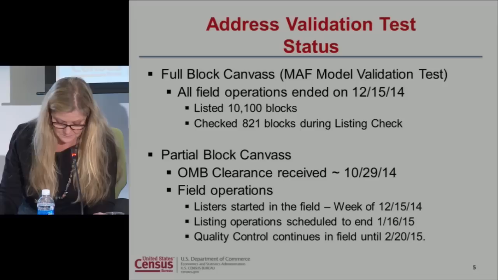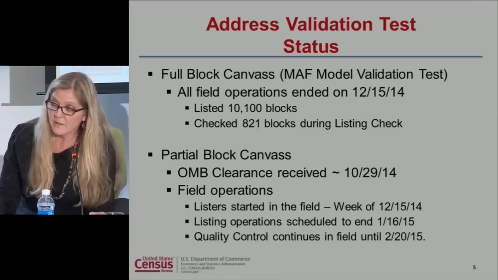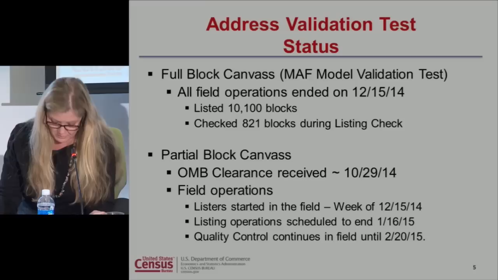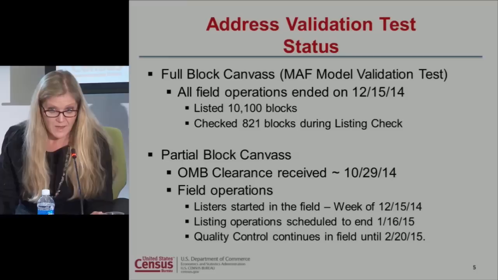The partial block canvassing portion of the test began. We received OMB clearance on October 29th, and our listers started field work the week of December 15th. The operations are scheduled to end next week on the 16th. I had the pleasure to be part of this test.